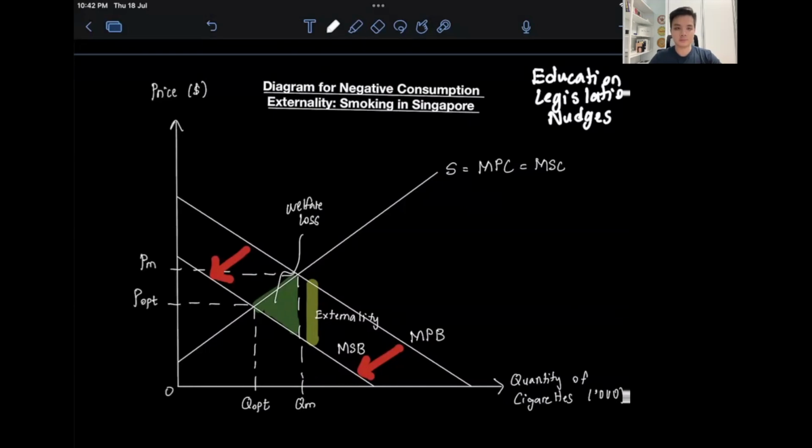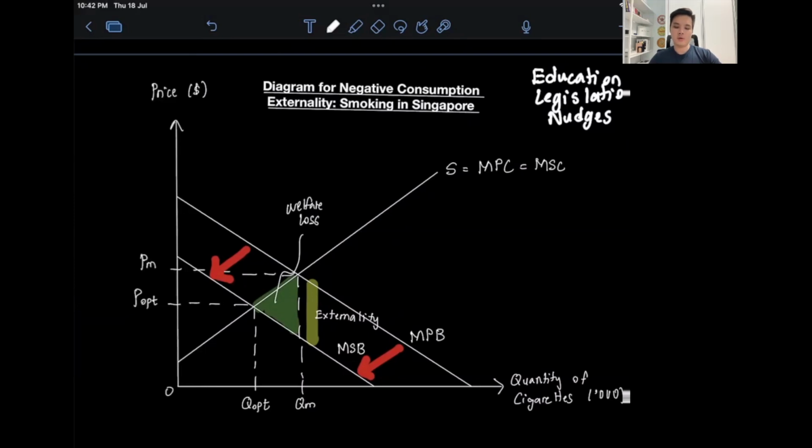Lastly, in terms of nudges, Singapore also has yellow smoking boxes, where smokers must stand inside in order to smoke. But finding these boxes is often very challenging, and the boxes are not exactly very big in size. So these are small design features that hopefully nudge smokers to smoke less.